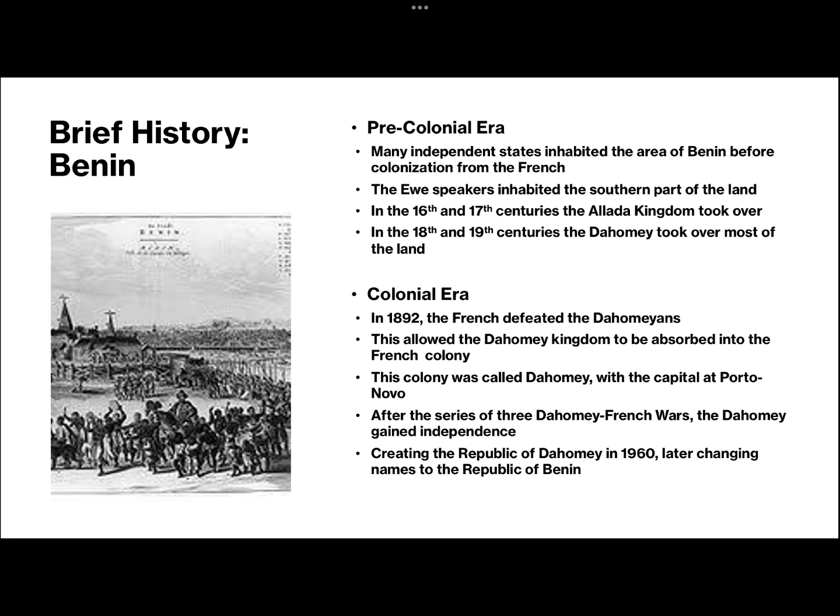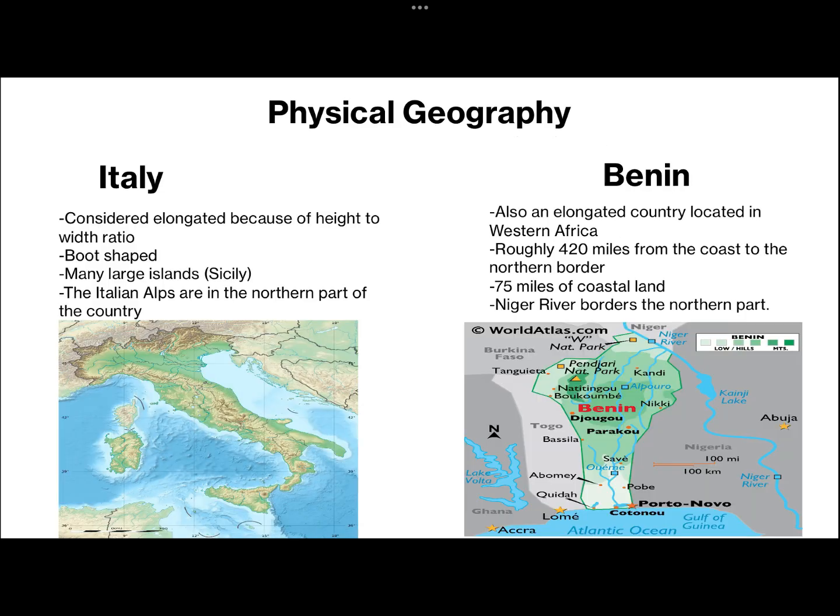After the series of 3 Dahomey-French wars, the Dahomey gained independence. This created the Republic of Dahomey in 1960, later changed to the Republic of Benin, which is what it is currently called today. Now onto the main categories, we start off with the physical geography.